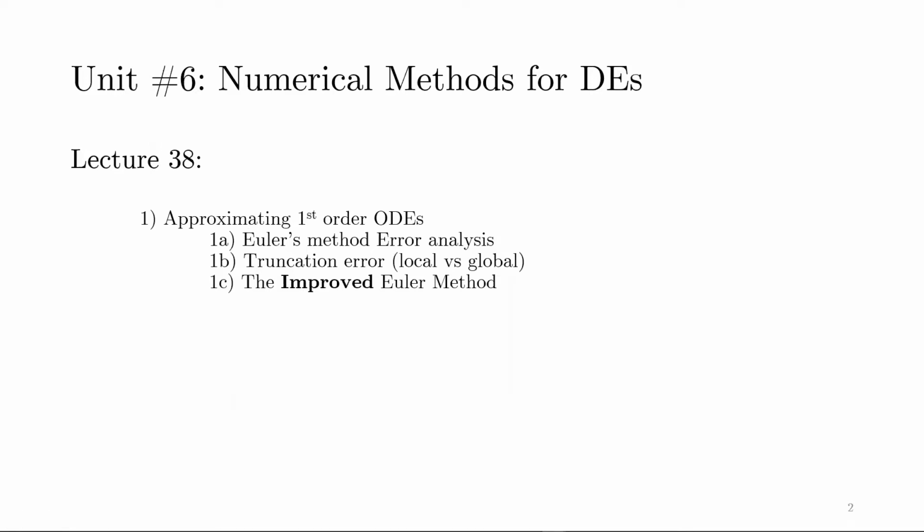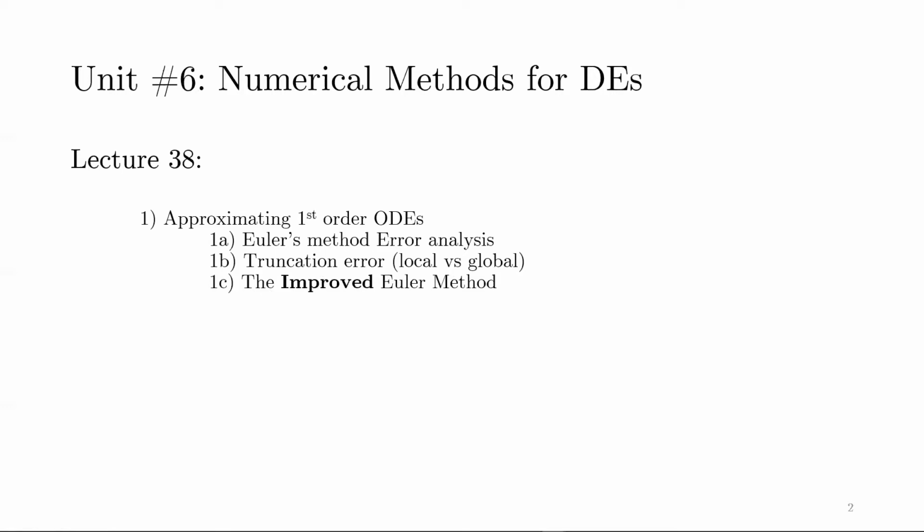Something that we need to keep in mind when we're solving a differential equation using numerical methods is, how much error can I expect in my solution? We're going to do that by looking at something called the truncation error, so local versus global truncation error. And then finally, we're going to try and improve on Euler's method. We're going to try and get a more accurate method, which is going to be called the improved Euler method.